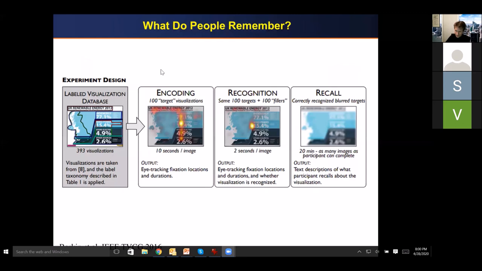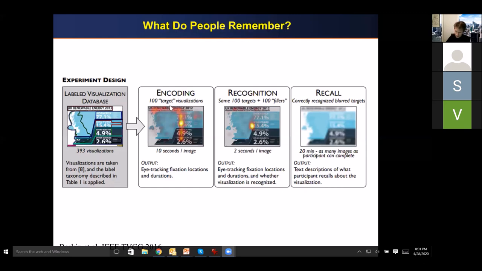Okay, so here she did a similar study to figure out what people remember. In this case there was another experiment with 393 visualizations that were labeled.